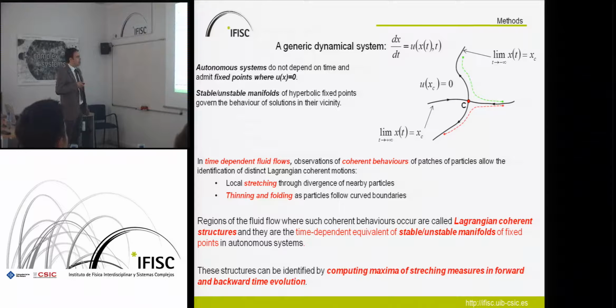So by observing stretching, thinning and folding, we can identify these Lagrangian coherent structures by computing the maxima of stretching measures in forward and backward time evolution. What this means is that we expect that the Lagrangian coherent structures are the ones that will cause the strongest type of Lagrangian coherent motions, such as these ones. And of course, both of these involve the stretching and the divergence of nearby particles.